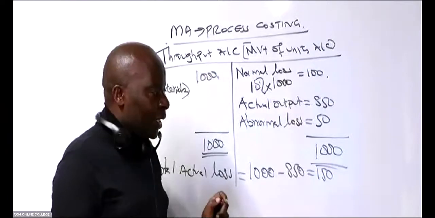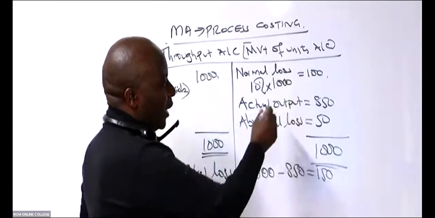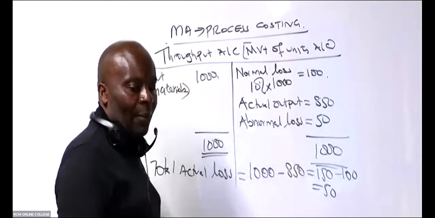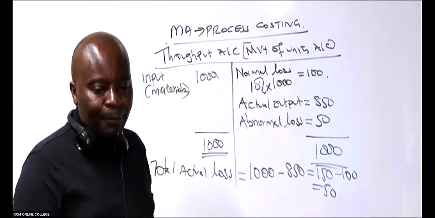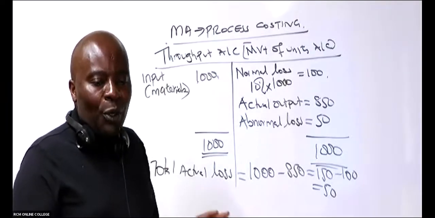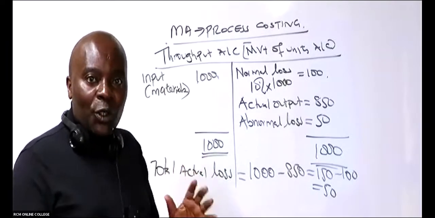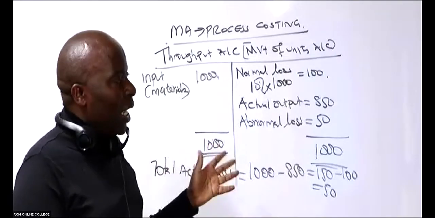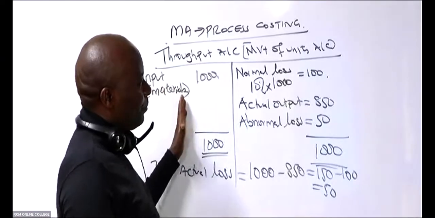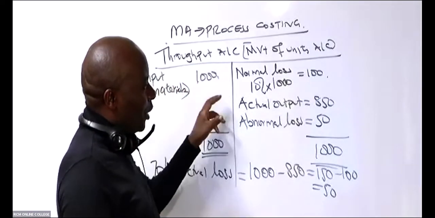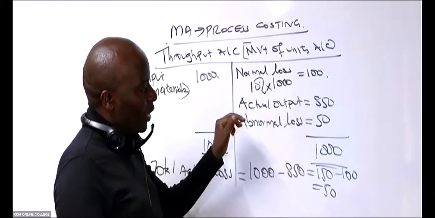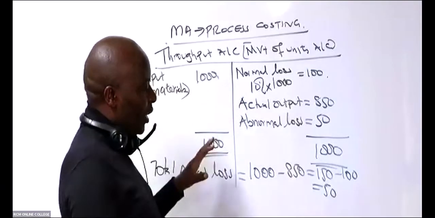So the abnormal loss in this case, you can see the actual loss is 150 and the normal loss is 100. If you subtract 100, then we get an abnormal loss of 50. But we don't have to go that way at all. For us, it's all about balancing the throughput account. The moment I've put in the input, I account for the entire input. So I have normal loss, which has been given as 10% of the input, 100. They have given me actual output of 850, come and balance.